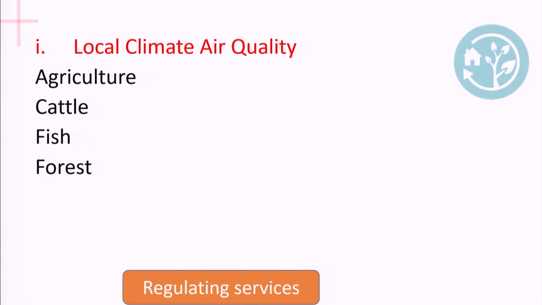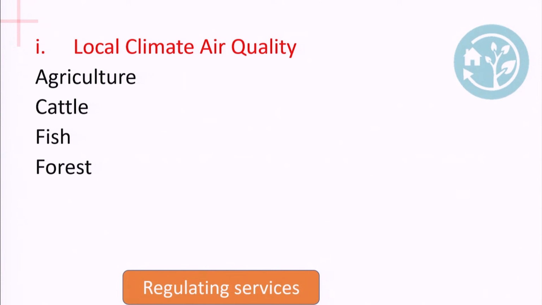Now coming to the regulating services. Similar to what we have seen in provisioning services, we have lots of regulating services that come from agriculture, cattle, fish and forests. I am not going into the details of each. However, the notes which are going to be presented will have the detailed content on each of the regulatory services, supporting services and cultural services. However, I'll give you a brief overview on all the regulatory services.